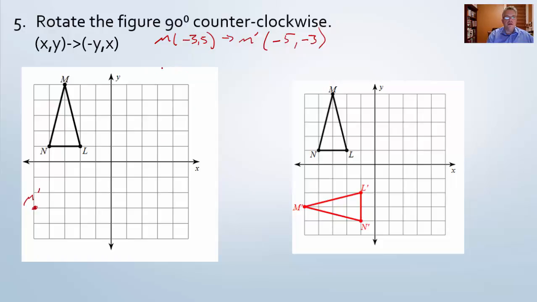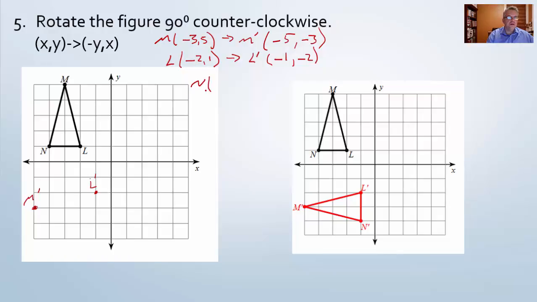All right, let's find L. The old coordinates of L are -2, 1. Okay, let's find L prime. The first coordinate is the opposite of y. The opposite of 1 is -1. The new second coordinate is just the x coordinate. Okay, so really I'm just plugging these numbers into the formula. -1, -2. This is -1. Here's -2. So this would be L prime. And it doesn't want to stay there. There we go. And let me find the last one, N.